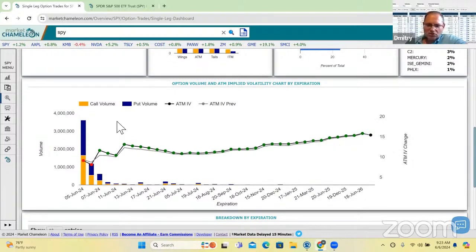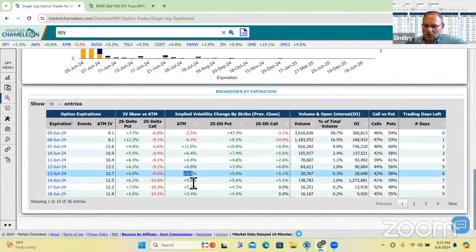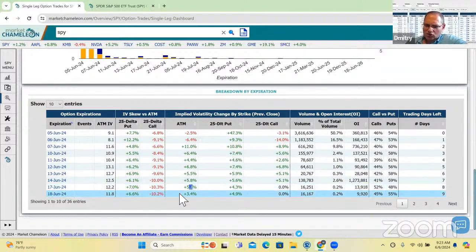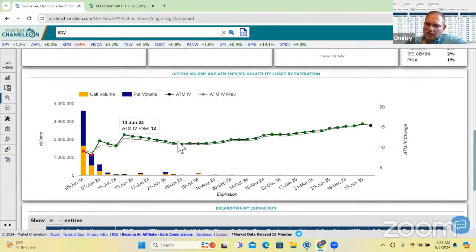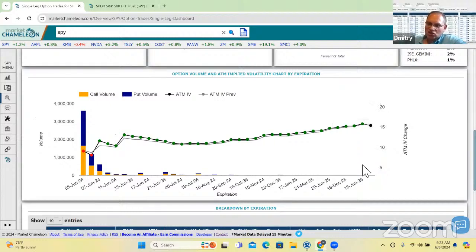So here's the at the money, and then you could see that at the money strikes ticked up, which could indicate that there's a little bit more buy pressure. Either the dealers are lifting it or there's more buy pressure, which would explain why we see a positive on balance Vega. So it's kind of making sense here from these interpretations.